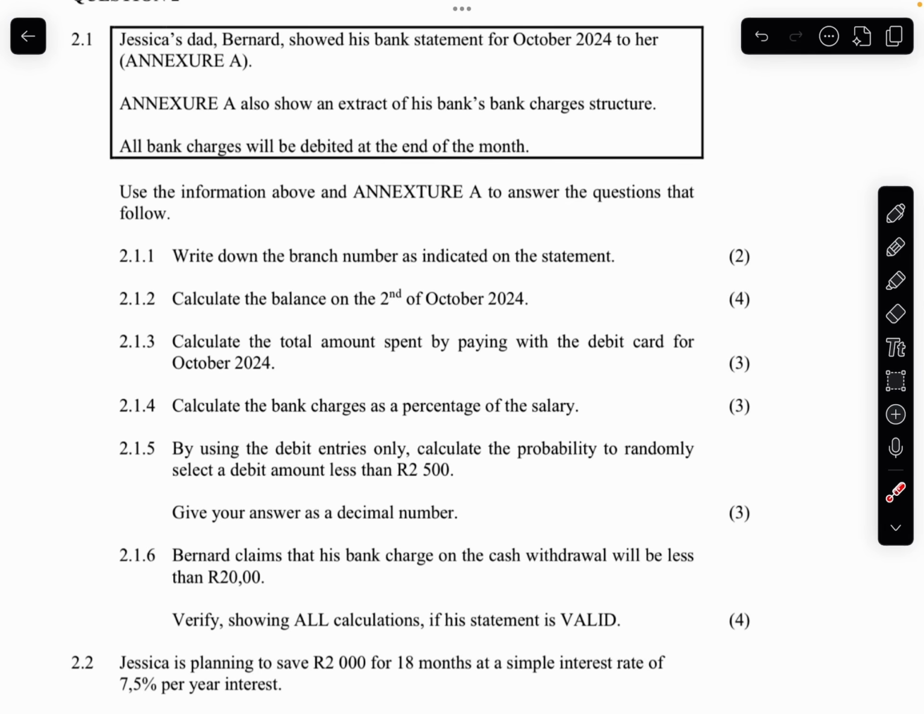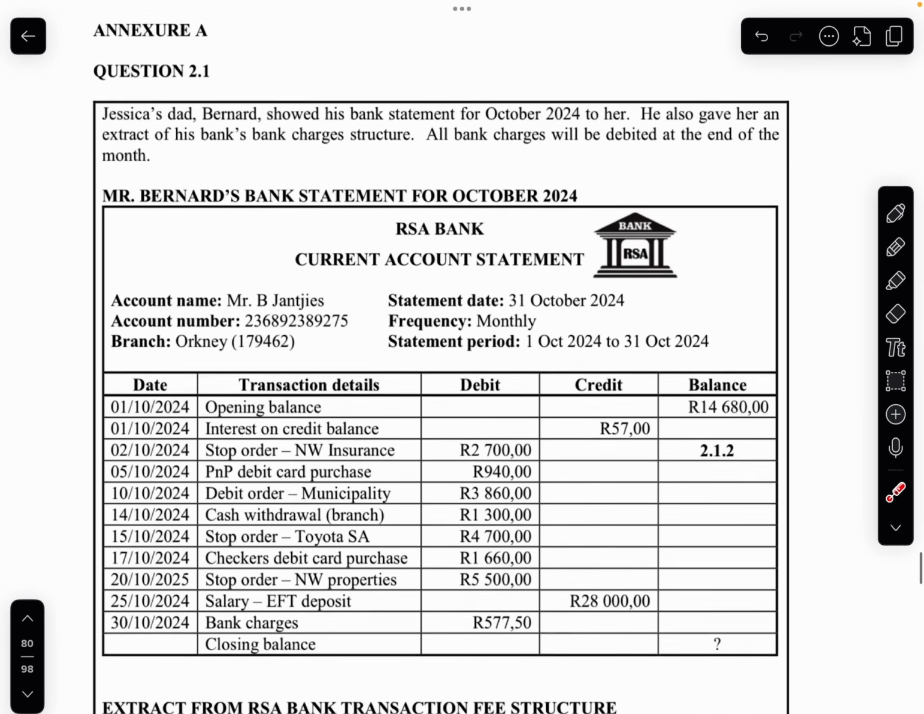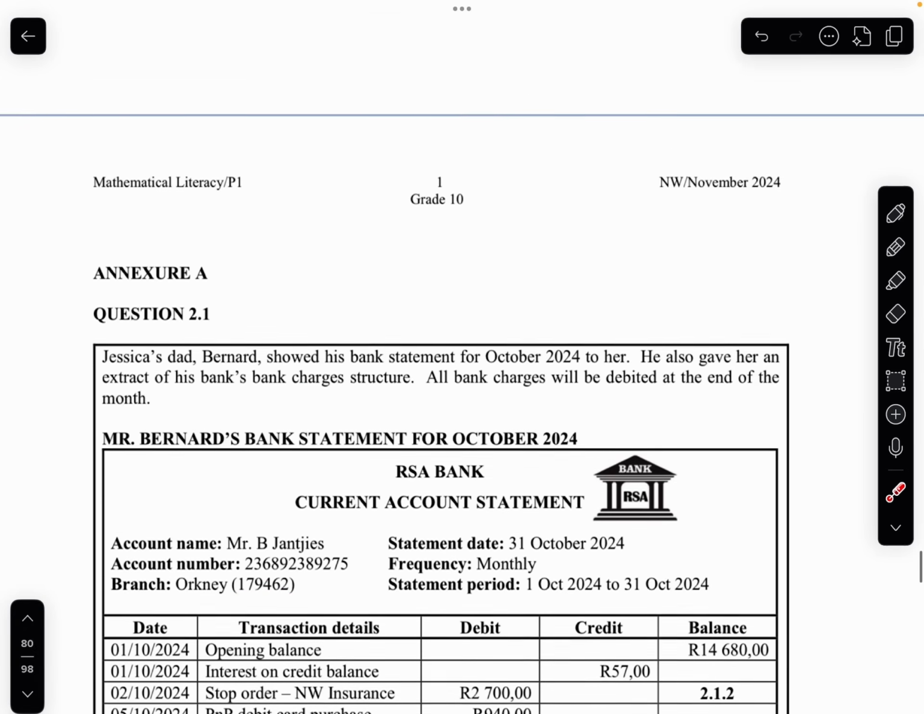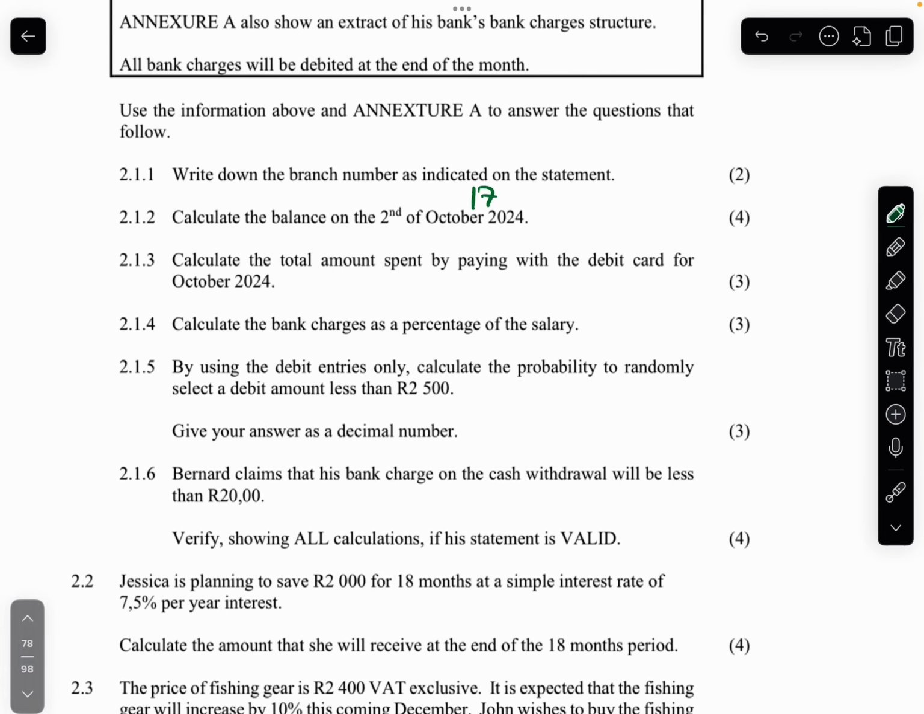It says in 2.1.1, write down the branch number that is indicated. The branch number, guys, I'm not going to write it. I'm going to show where it is as I've shown you before. It's this. You write this number. It's 179462. Let me write it. 179642. That's the branch number of that bank.